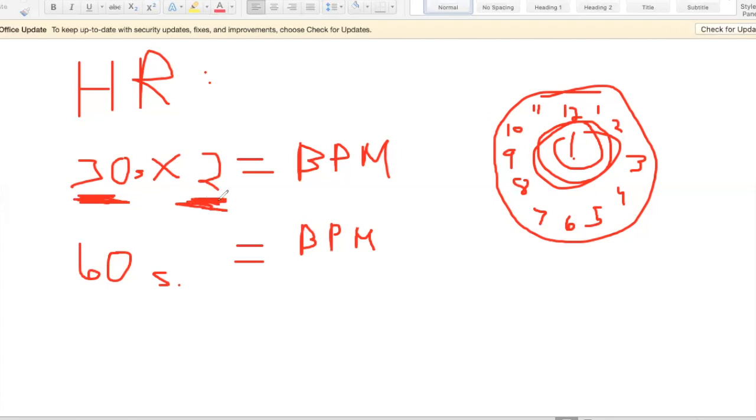And that's not necessarily going to be accurate because sometimes people's heart beats 73 times per minute, not 74. So if you're doing 30 seconds and multiplying by two, it could be the case that you're off by a beat or two, but I don't think that's really that important.